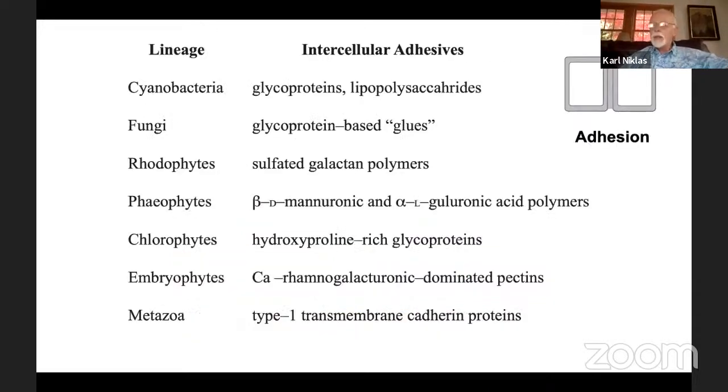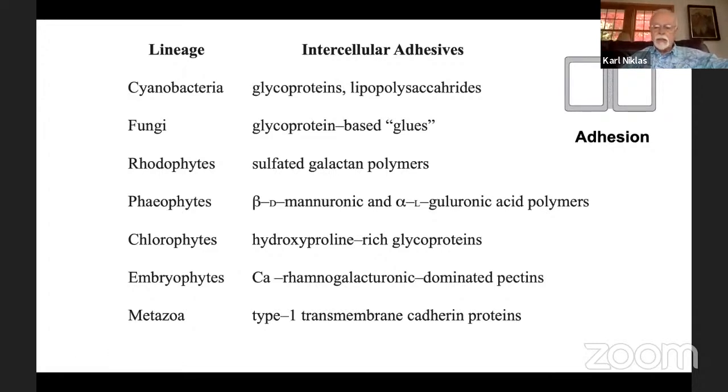And as one example, I'll point out that these modules perform the same function, but they use very, very different ways of achieving them. One example that you might think of is when multicellular organisms evolved from colonial organisms, there had to be some kind of adhesive that holds cells together. And if you look at the different intracellular adhesives that are used by different kinds of organisms, you see that those adhesives are biochemically very, very different.